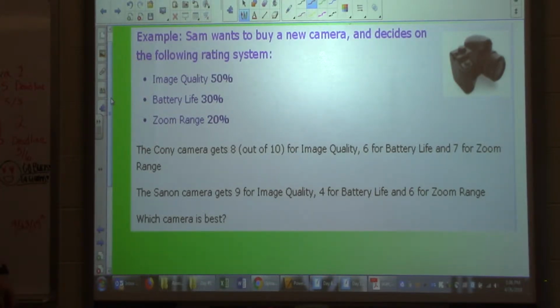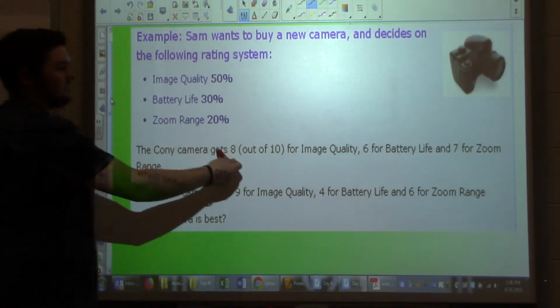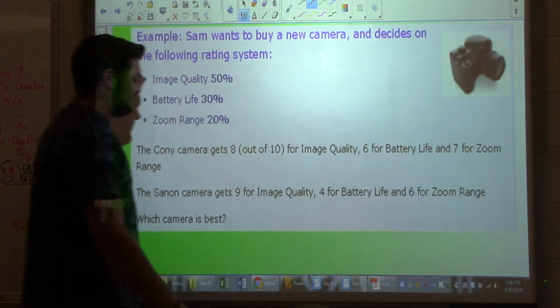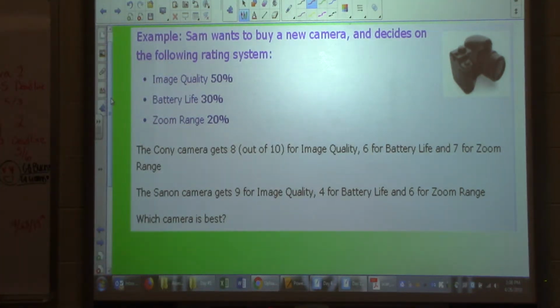All right. Now Sam wants to buy a new camera and decides on the following rating system. He says image quality is worth 50% of his grade, battery life 30%, zoom range 20%. So his weighted average carries those three categories. He looked at two different cameras and gave them ratings out of 10. The Kony gets an 8, a 6, and a 7. The Sanon gets a 9, a 4, and a 6. He wants to know which of the cameras is the best.